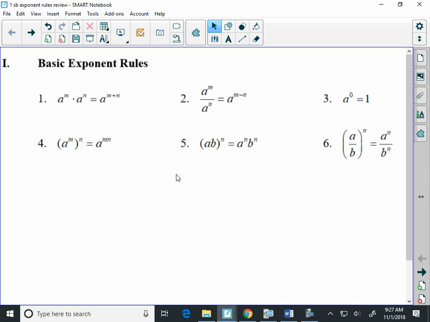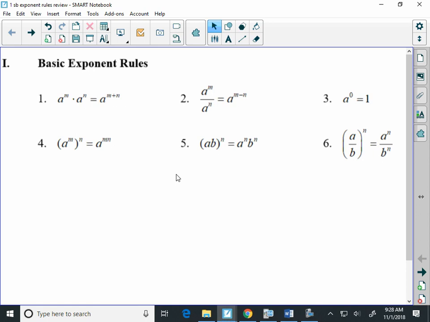The main ones, I guess, are the first 3, which are if we multiply 2 terms with like bases, we add the exponents. So a to the m times a to the n equals a to the m plus n. And consequently, if we divide, then what we do is we subtract. I usually subtract the top exponent minus the bottom exponent when we divide, but you can go the other direction.